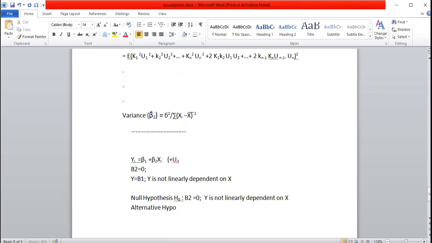Alternative hypothesis. I'll write HA, or you can say H1. I'll tell you what the null hypothesis is. Doesn't matter. Beta 2 is not equal to 0. Now I don't know how to write the not equal to sign.